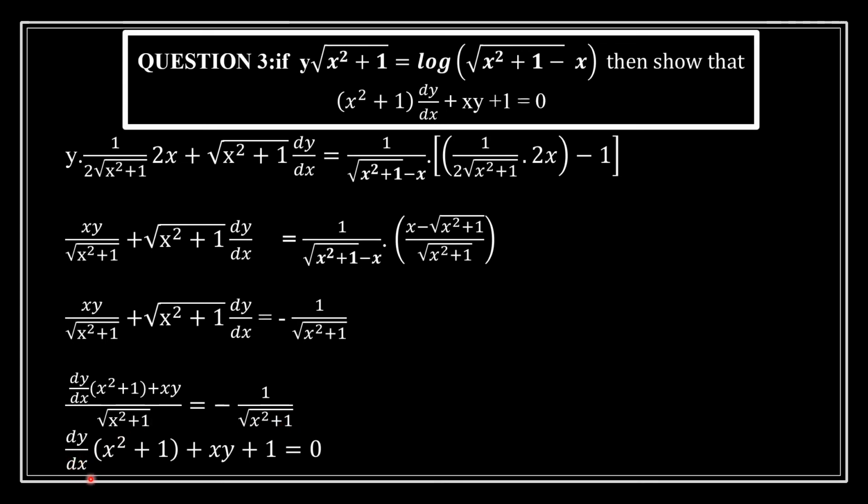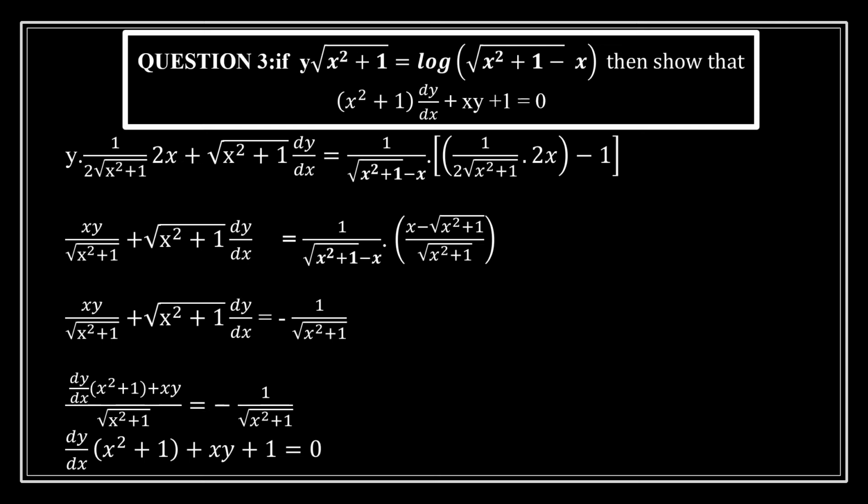So you are left with dy by dx (x square plus 1) plus xy. This minus 1 is going towards this side, so it will turn 1 plus 1 is equal to 0, and this is exactly what we are asked to show. I hope you understand this whole question. It seems to be difficult, but it is not. You have to go step by step and the things are very easy.